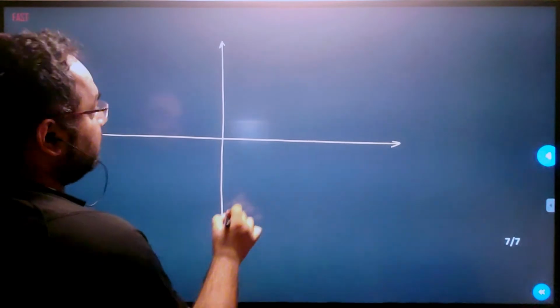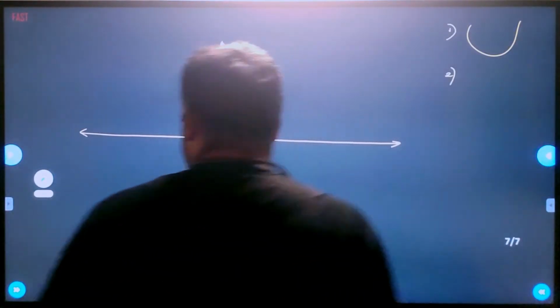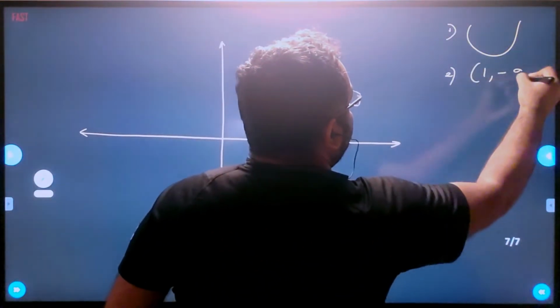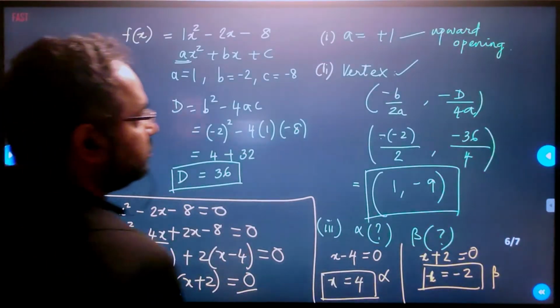So I can just put a shortcut here. It's going to be opening upward. The second thing is, I also found out the vertex. The vertex is 1 comma minus 9. And it is going to cross the x-axis at the zeros. What are my zeros? 4 and minus 2.